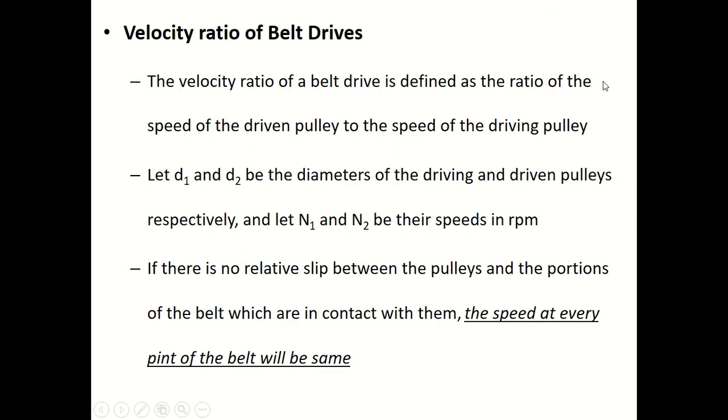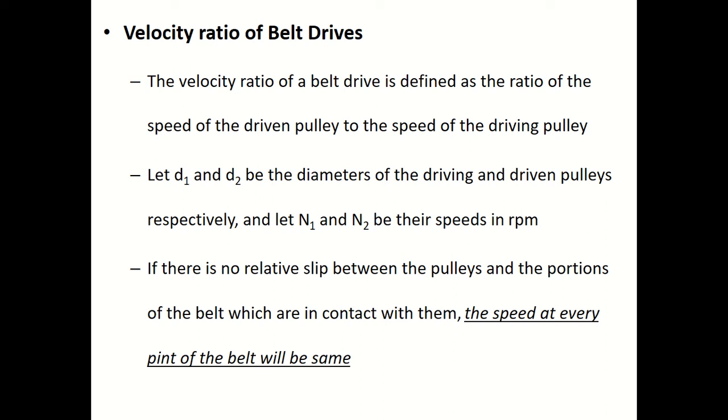Another important terminology associated with belt drive is the velocity ratio. The velocity ratio of the belt drive is defined as the ratio of the speed of the driven pulley to the speed of the driving pulley. For example, let D1 and D2 be the diameters of the driving and driven pulleys, and let N1 and N2 be their speeds in revolutions per minute. If there is no slip between the pulleys and the portions of the belt which are in contact with them, the speed at every point of the belt will be the same.